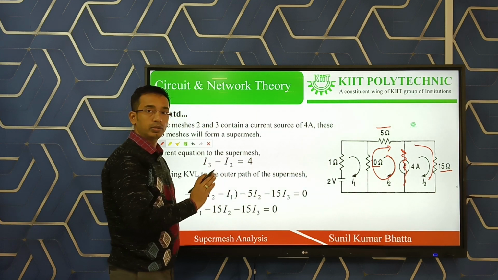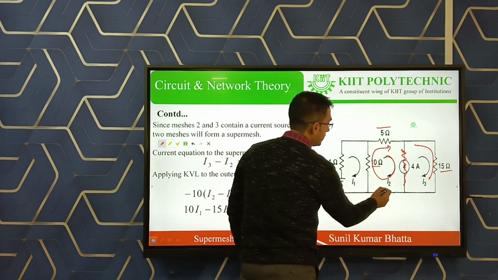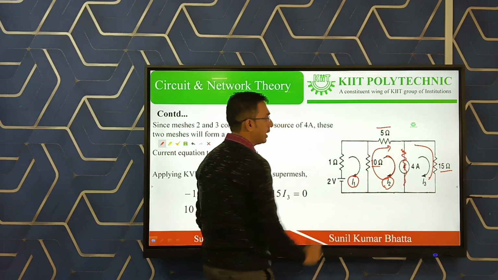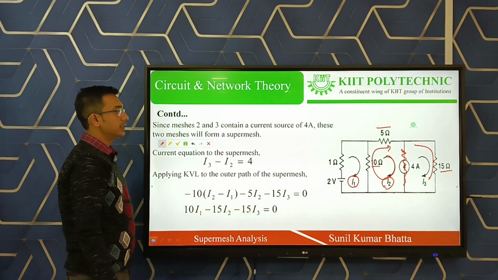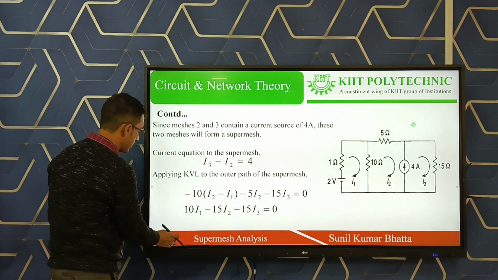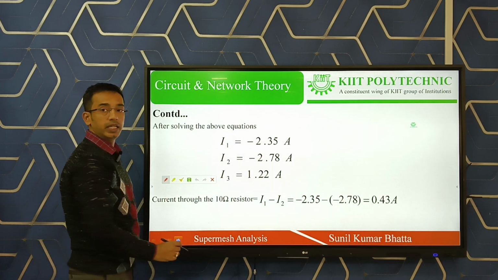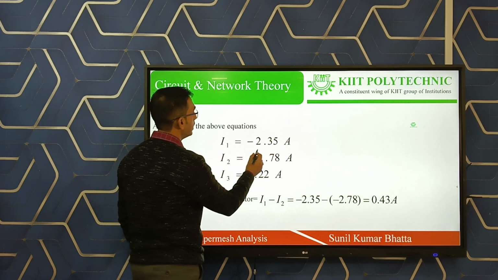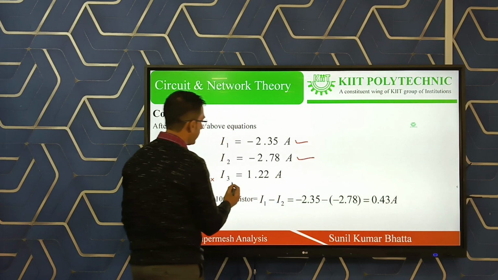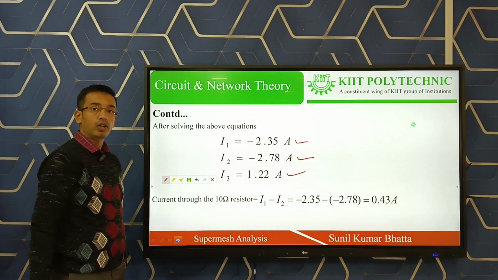The question asks for the current through the 10 ohm. For the current through the 10 ohm, we need to know the current value I2 and the current value I1. After calculating I2 and I1, we can say what the current value in the 10 ohm is. So after solving the three equations in the next slide, the I1 value comes as minus 2.35 ampere, the I2 value comes as minus 2.78 ampere, and the I3 value comes as 1.22 ampere. So the three current values are already calculated.